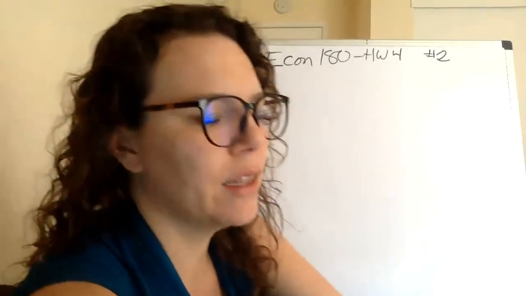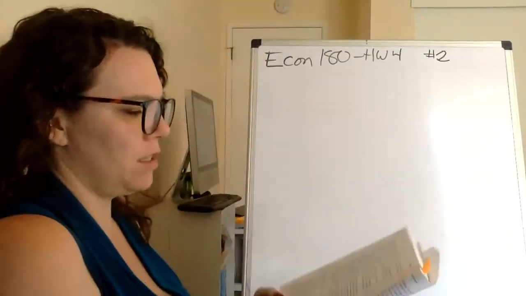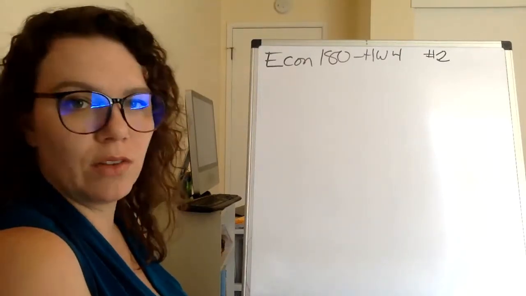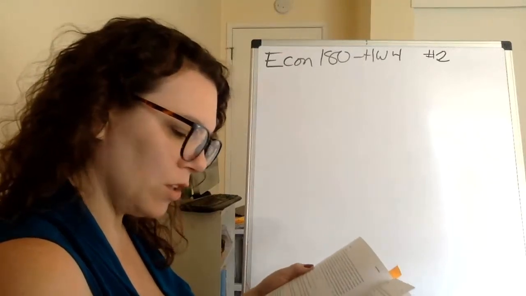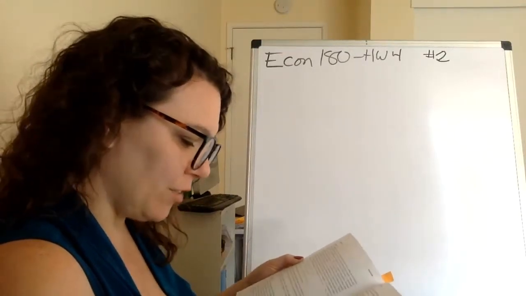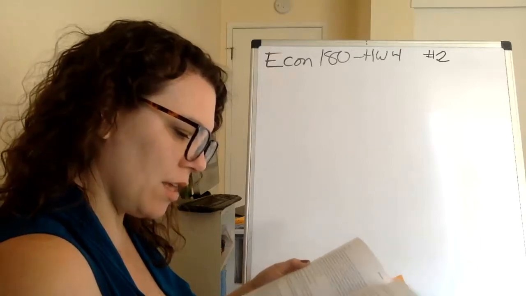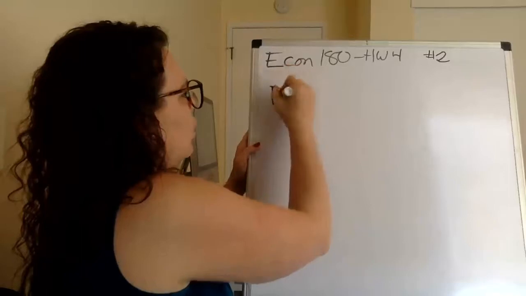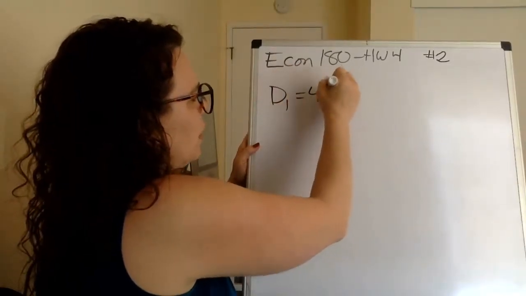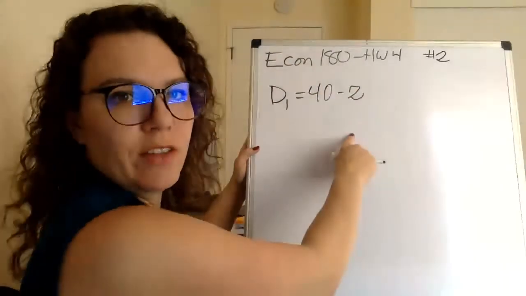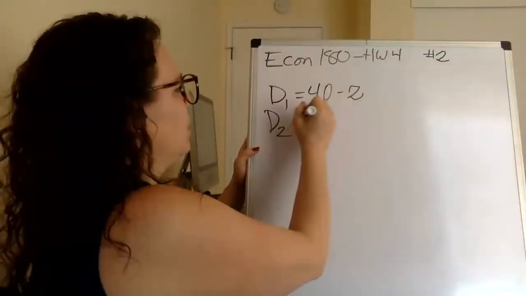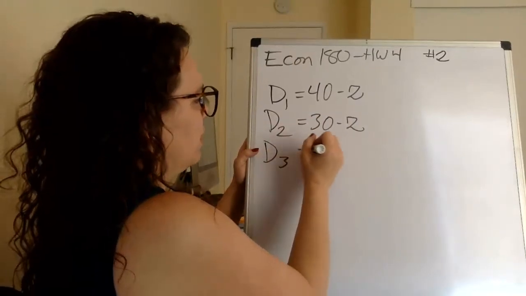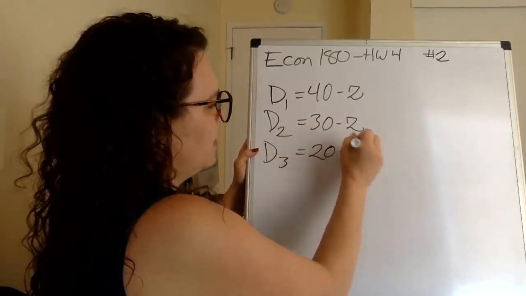So basically this is a local public good problem. It says we've got 3 people in a community and they're trying to decide what the socially optimal level of a public park to have. We have 3 consumers, 1, 2, and 3. They each have different demands. Person 1 has demand equal to 40 minus z, where z is the level of park. Demand 2 is given as 30 minus z, and demand 3 is given as 20 minus z.